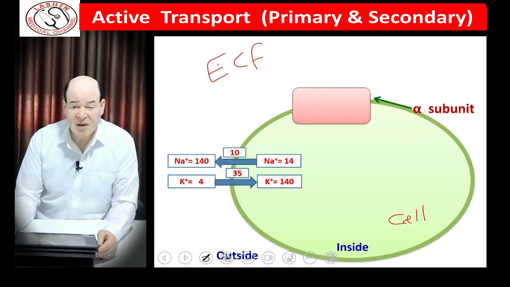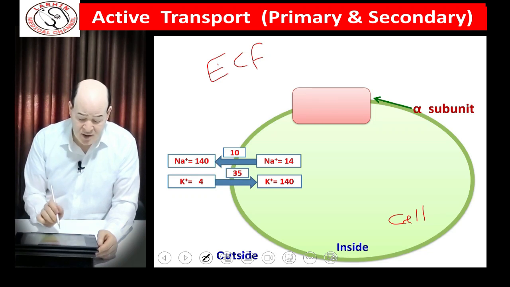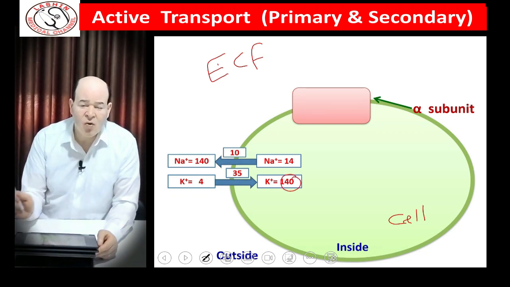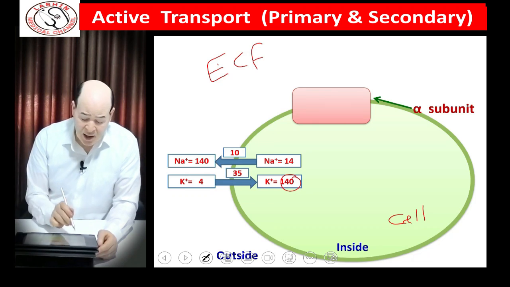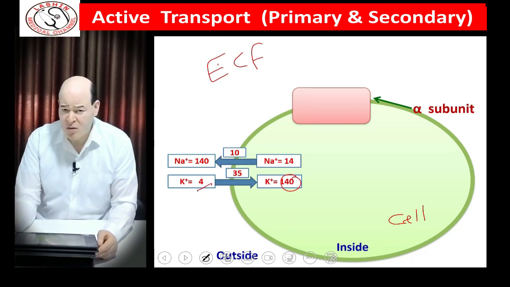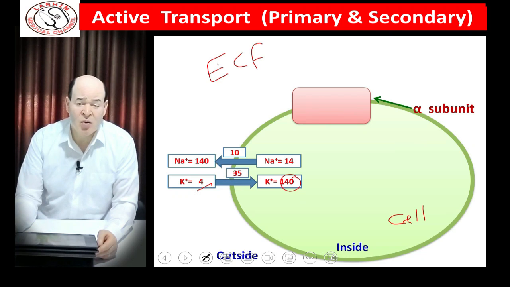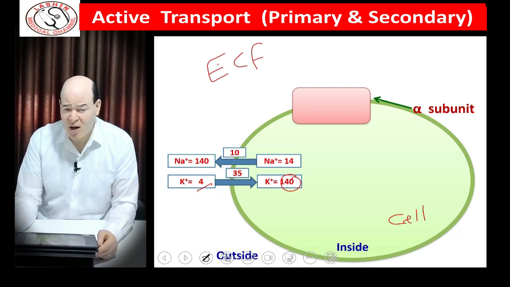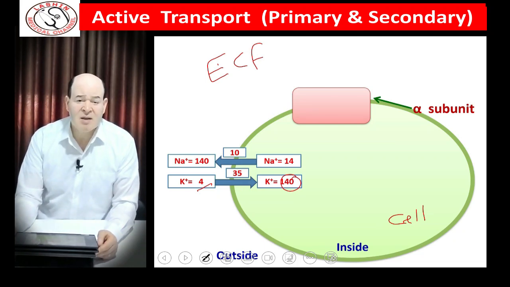Regarding potassium, it is present extensively inside the cell. Its concentration inside the cell is 140 milliequivalents per liter. However, it is present in a low concentration in the extracellular fluid, only 4. So it is present 35 times higher inside than outside. This is a rule in biology: sodium is present mainly outside the cells, and potassium is present mainly inside the cell.